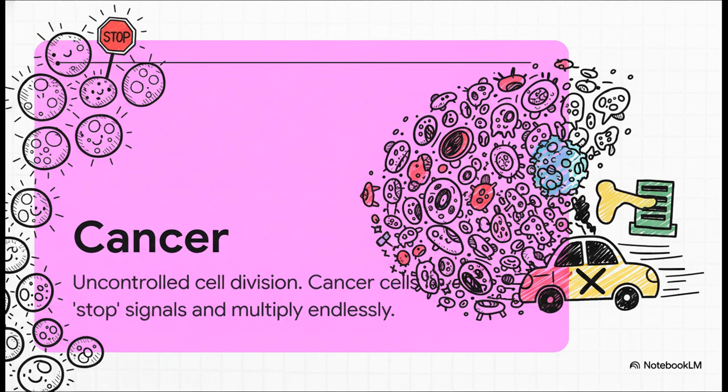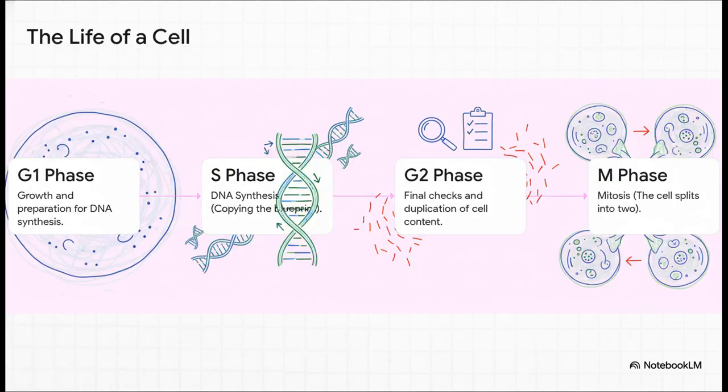So every single dividing cell, whether it's healthy or cancerous, follows this basic schedule. First, it grows up in the G1 phase. Then comes the really critical part, the S phase, where it has to copy its entire DNA blueprint perfectly. In G2, it does some final quality checks. And then finally, in the M phase, mitosis, it physically splits into two brand new cells. This cycle is the key to absolutely everything.